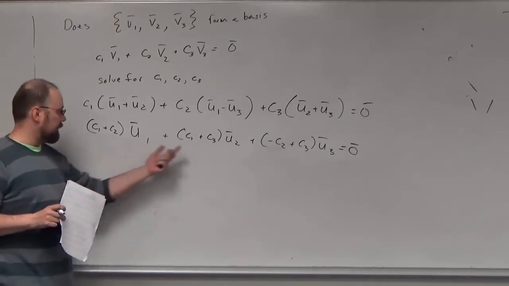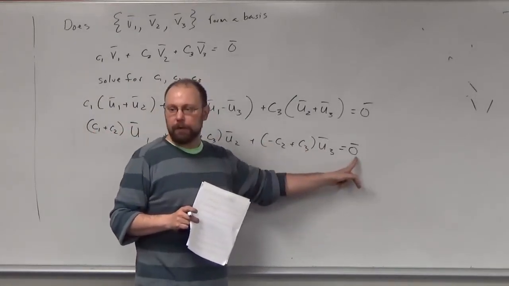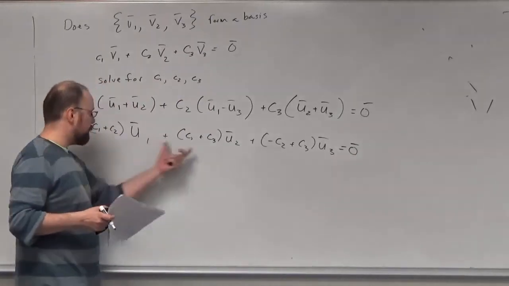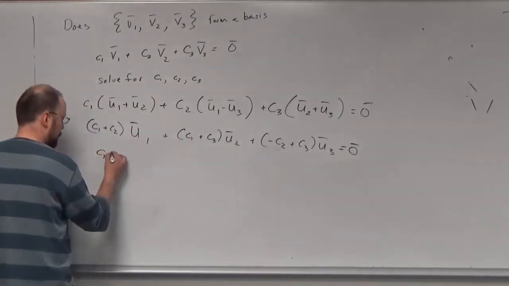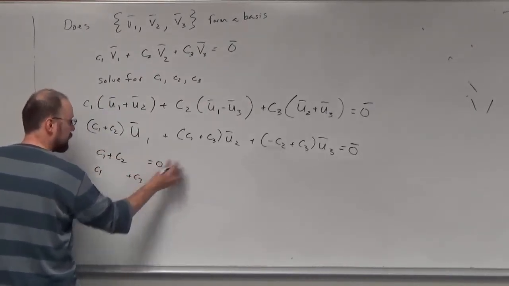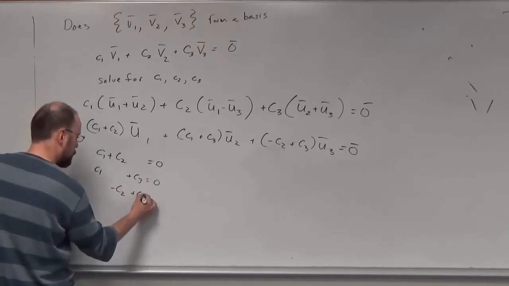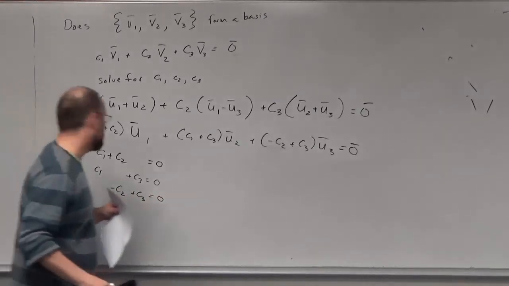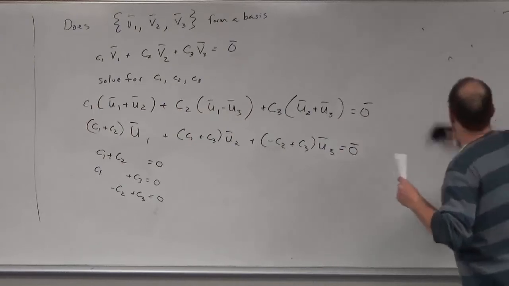Well, we have a combination of basis elements, U1 through U3, that's set equal to 0. So by the linear independence property of basis, these coefficients must be 0. So this gives us a system of equations. C1 plus C2 is 0. C1 plus C3 is 0. This is all by linear independence of the U's. And we can solve this system, right? So we can solve for the coefficients.